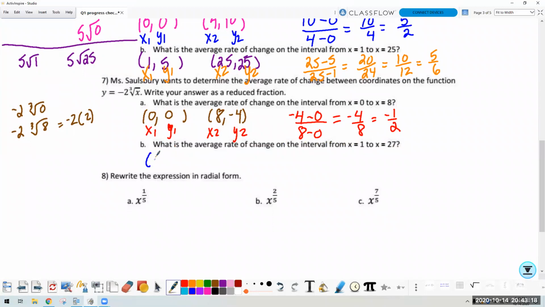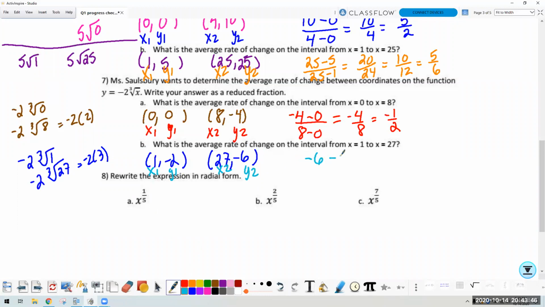All right, 2 new coordinates, 1 comma some y value, 27 comma some y value. Substituting in to find those y values, that's negative 2. Negative 2 times 3, that's negative 6. x1, y1, x2, y2. So we've got negative 6 minus negative 2 over 27 minus 1.